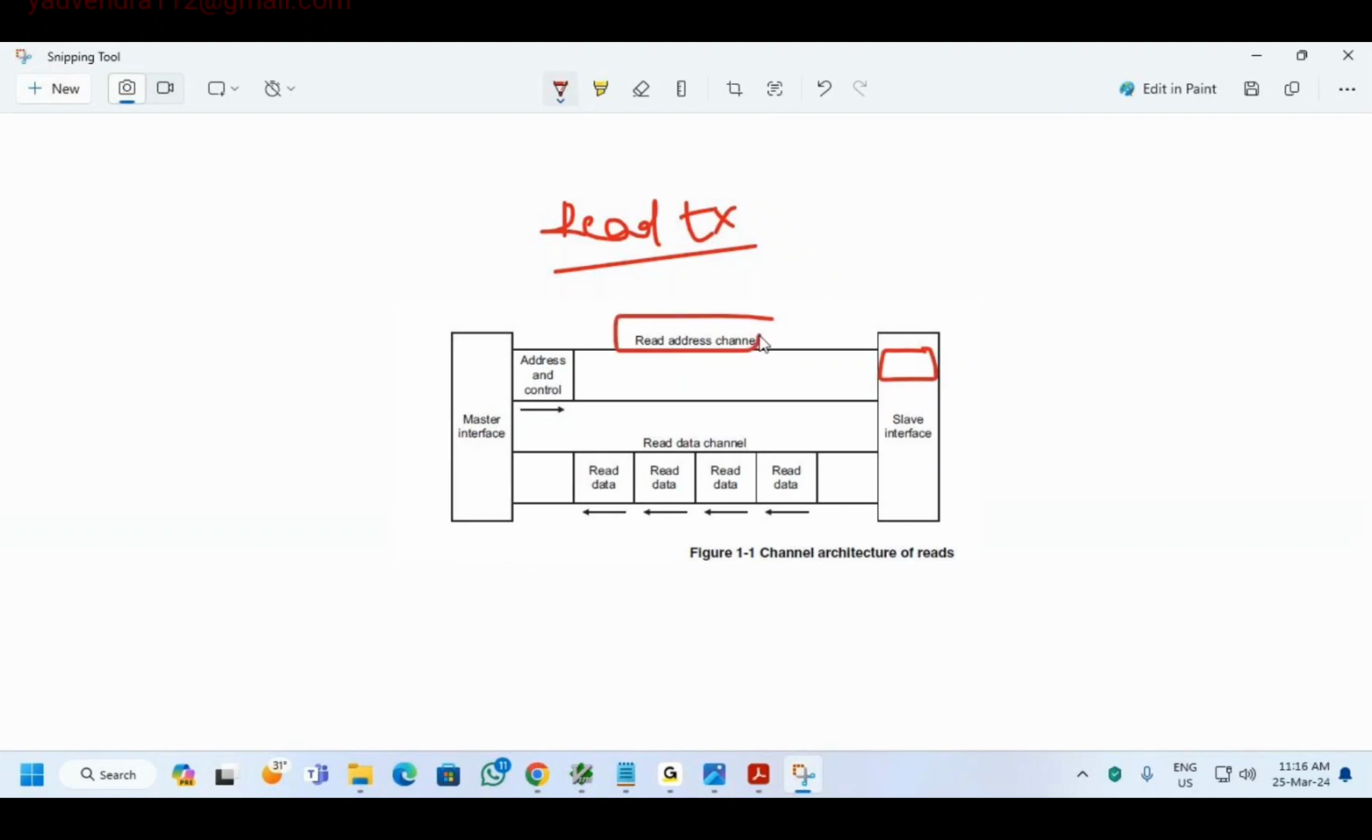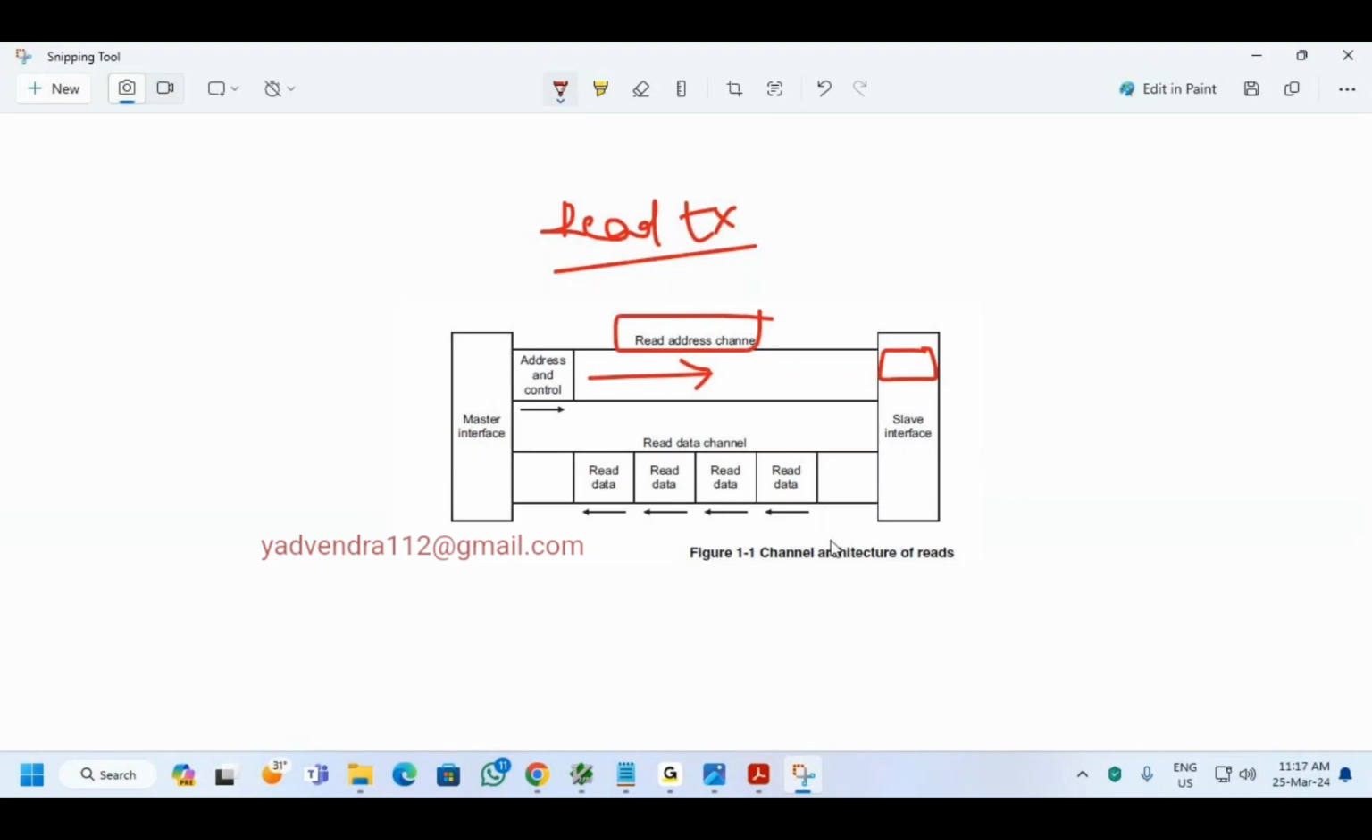For that reason, it has a dedicated read address channel. In this read address channel, my master sends the address, burst and all the control information: burst length, burst size, burst type, IDs and everything. That is received at the slave side, and the slave goes through the addresses and burst type, and based on that, my slave puts the data on the R data channel.